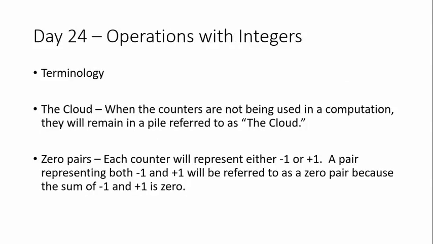When I am working with the operations with the integers, you'll notice that I will use the expression the cloud. The cloud is just a place where the manipulatives or the counters will be when I'm not using them. You'll also hear me talk about zero pairs. A zero pair is a pair of counters with opposite colors. One counter will represent +1, and the other color will represent -1. When these are added, the result is 0. Therefore, we call them zero pairs. You will see as the demonstrations take place.